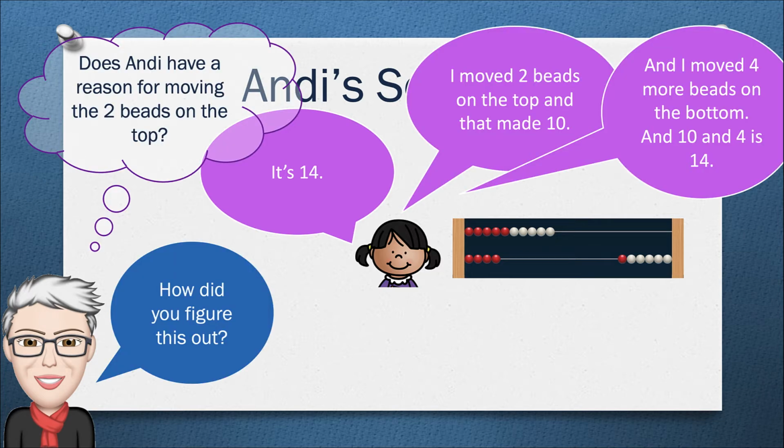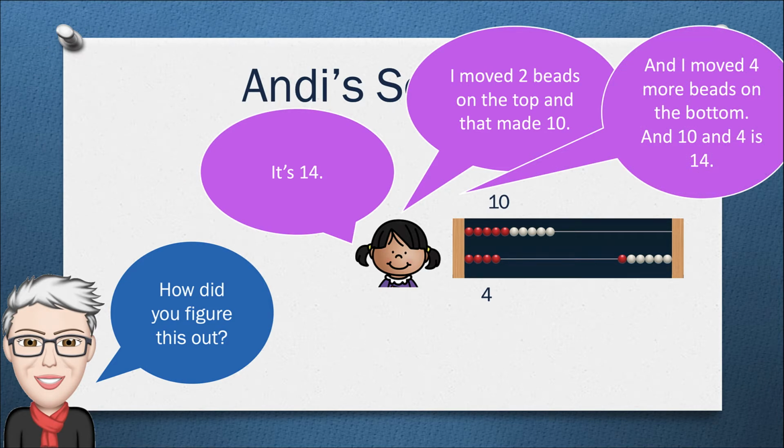The crux of the discussion comes in as Andi explains which beads she moved and why. For example, why did she move the 2 beads on the top? She might say that she did so to fill up the top. Then the question is, why did she want to fill up the top? Well, if you fill up the top, you have a 10. Having a 10 is advantageous if you just know that 10 and 4 make 14.